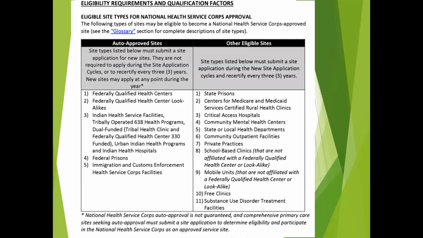So the first thing we're going to discuss is eligibility types. So there are certain sites that are approved and eligible to be a National Health Service Corps site. So there are two different site types. There's the auto-approved sites and then other eligible sites.